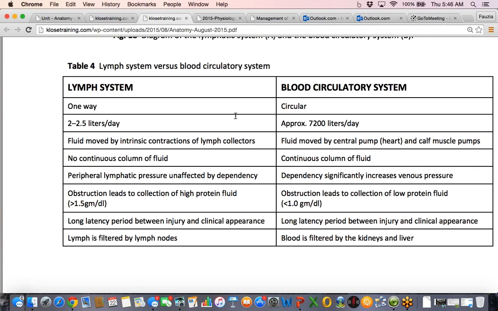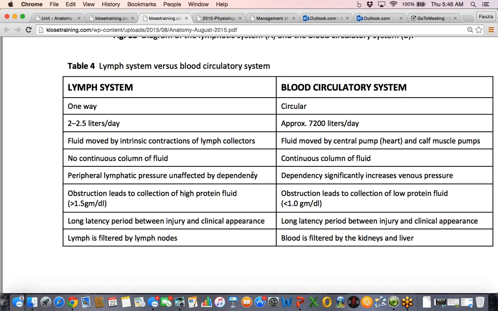Whereas if you look at the blood circulatory system, it's a circular system. The blood is being circulated in a circular fashion through the whole body. And that amount of blood is a lot more. You're getting about 7,200 liters of blood being circulated through the day. And we have our heart being used as the pump for the blood, as well as when we're standing, we have our calf muscle pumps, which is contraction of the muscles, helping to push the blood around in the body. So on the blood side, we have a continuous column of fluid. It's moving in a circular fashion.